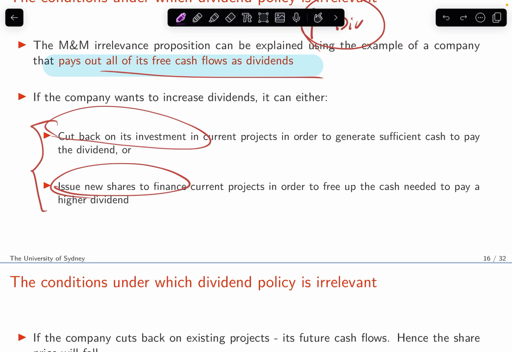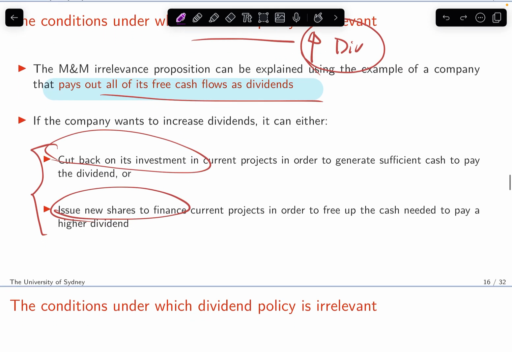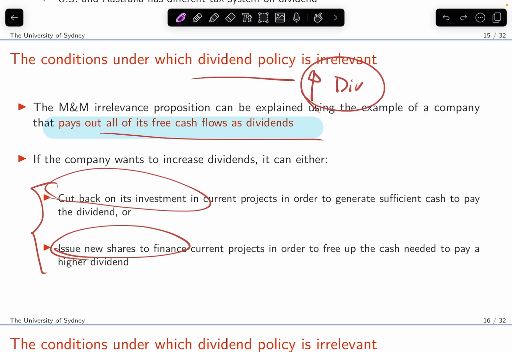So even though we increase dividends, which increases shareholder value in the short run, we actually decrease shareholder value by doing these two actions. So this is the assumption of how you can increase dividends: it's either one of these two. So let's go through the mathematics here.